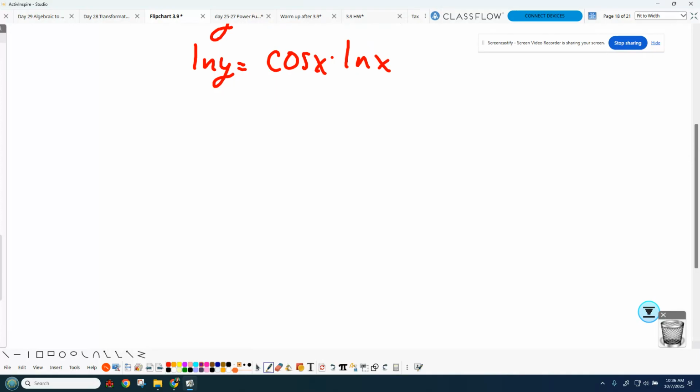Milo, derivative of the stuff on the left with respect to x. Stuff on the left. Yes, natural log of y. Oh, doing the homework would have been a great idea. Or having notes from yesterday. I have a lot of notes.